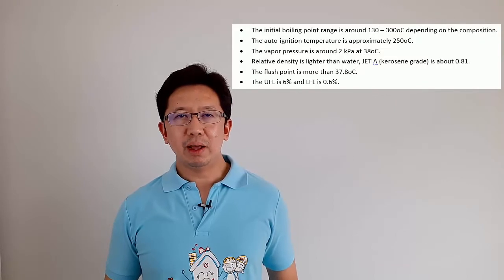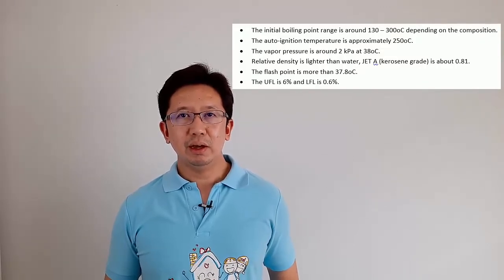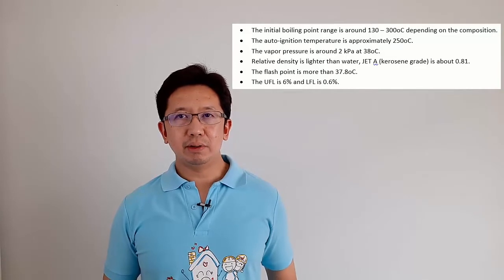The flash point is more than 37.8 degrees Celsius, and the UFL is around 6% and LFL is around 0.6%. From the above data, it is classified as category 2 or 3 in NFPA 704, depending on the component. Since jet fuel is performance based, it can be blended. In 1973, the maximum flash point was around 65.6 degrees Celsius, but nowadays the minimum flash point is only 37.8 degrees Celsius in order to have the commodity classification of non-flammable fluid.